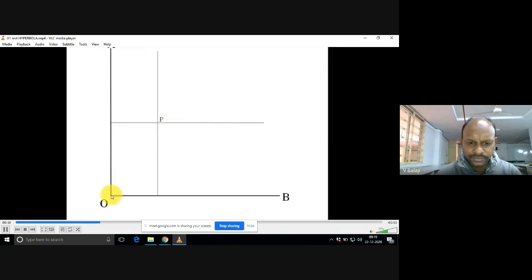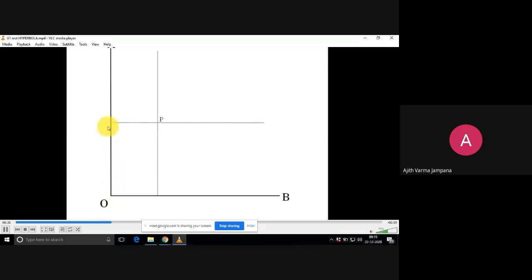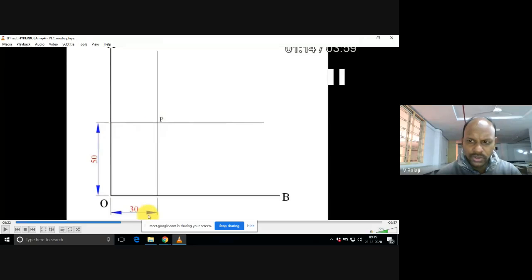Is it clear? Yes, sir. Yeah, I will show you the dimensions.